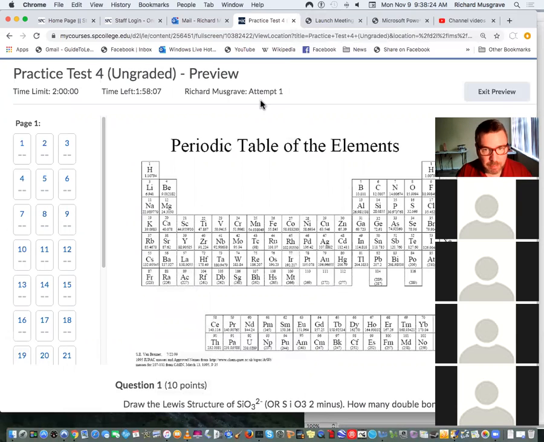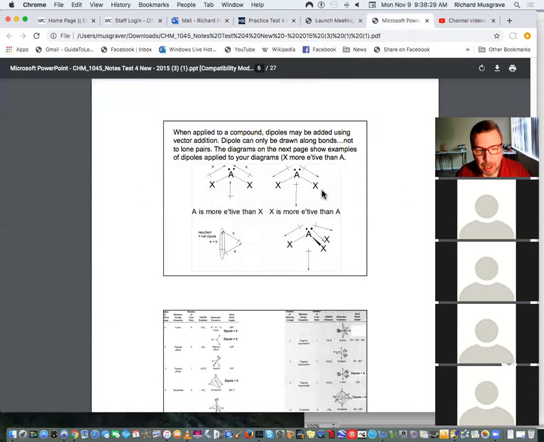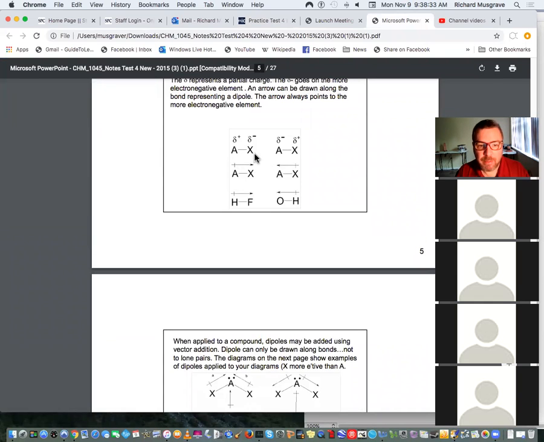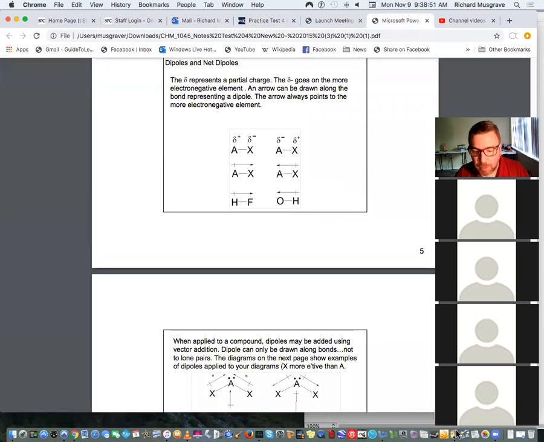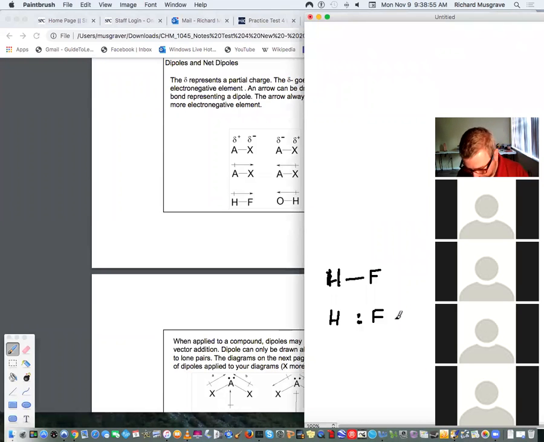So for any element, and that's what I've got here in this slide, I've got A and X, and if X is more electronegative than A, then the way we express this is to have the delta minus on the X and the delta plus on the A. And when I say delta plus and delta minus, it's a pretty accurate reflection of what I've got in this diagram. So we have delta minus on the F, we have delta plus on the H. This is just because the electrons on average are closer to the F than they are to the H. These charges are called partial charges. They're not full charges.